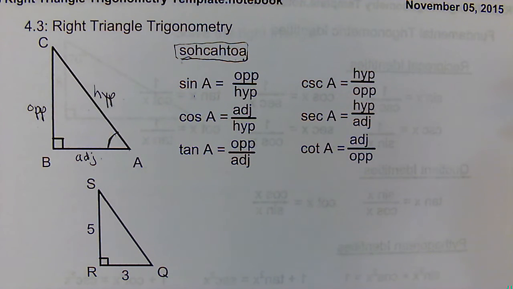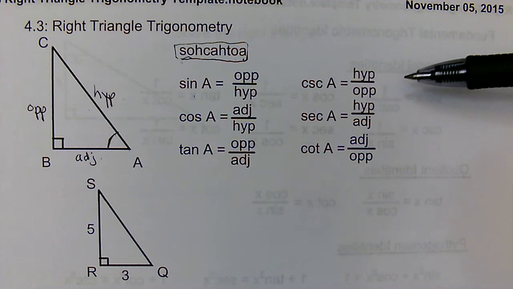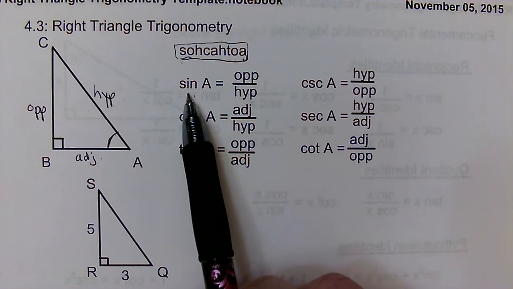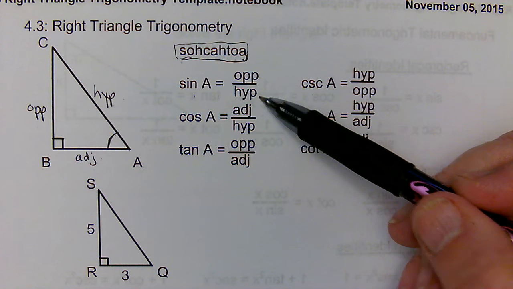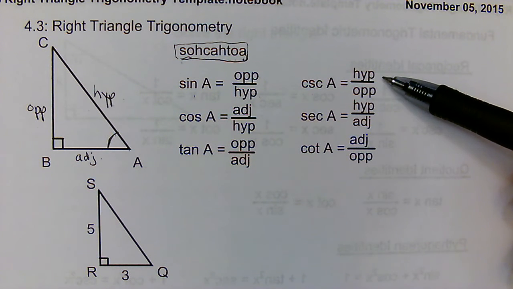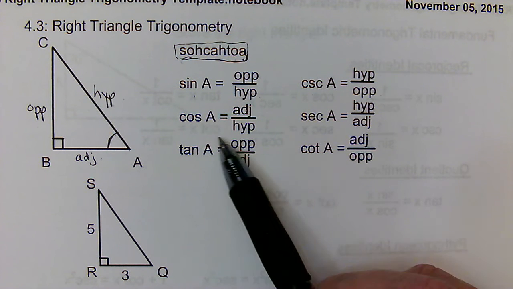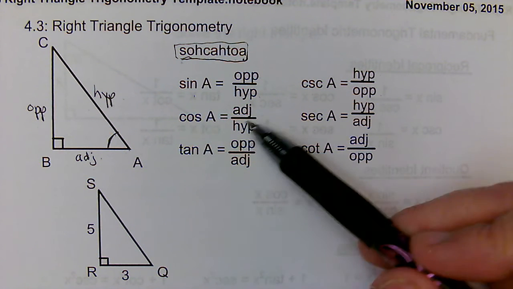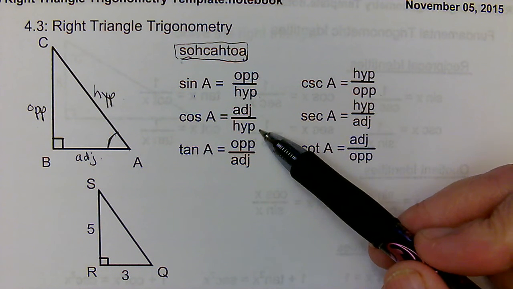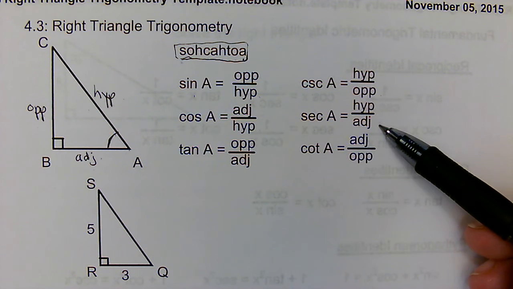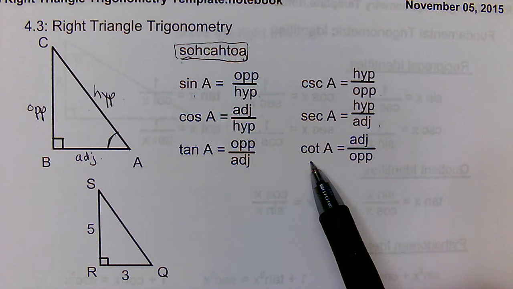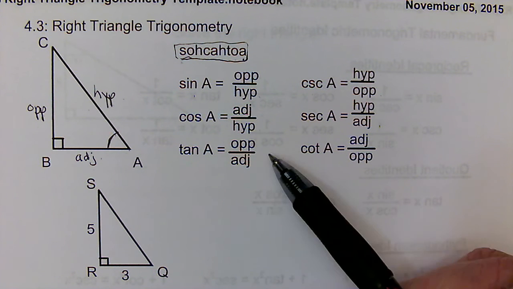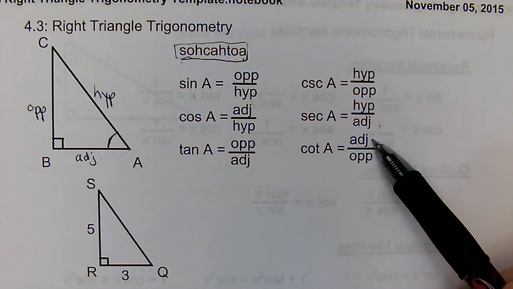What you probably didn't talk about in geometry were the reciprocal trig functions. Cosecant is the reciprocal of sine. So since sine is opposite over hypotenuse, cosecant is the hypotenuse over the opposite leg. Secant is the reciprocal of cosine. So since cosine is adjacent over hypotenuse, secant is the hypotenuse over the adjacent. And cotangent is the reciprocal of tangent. So since tangent is opposite over adjacent, cotangent is adjacent over opposite.